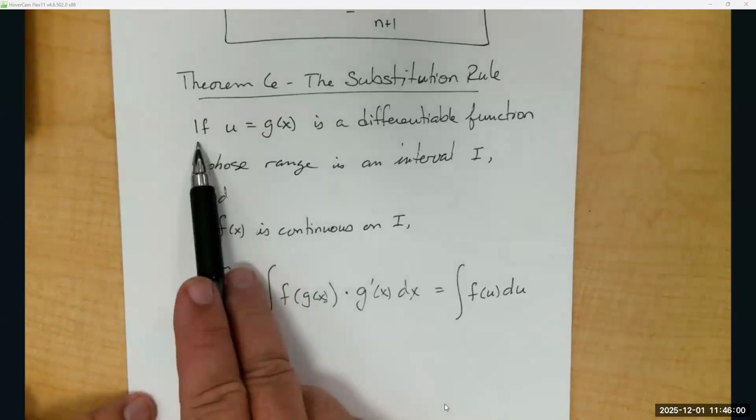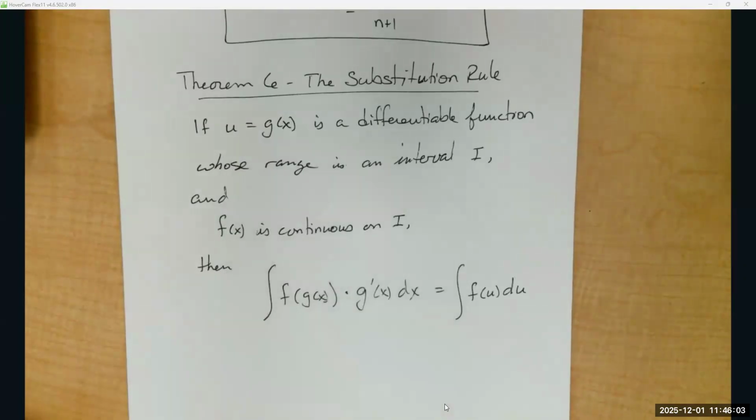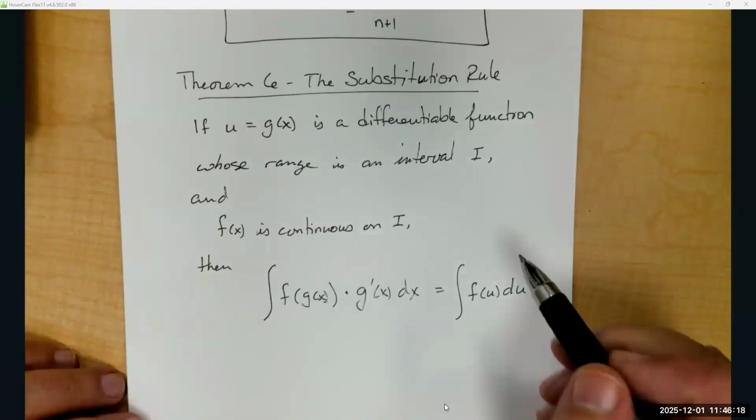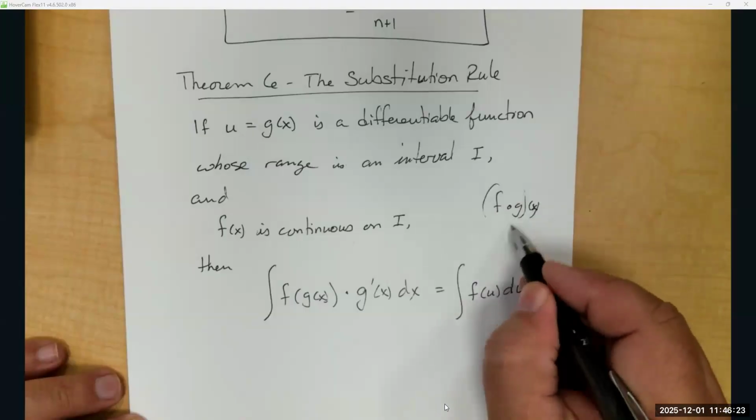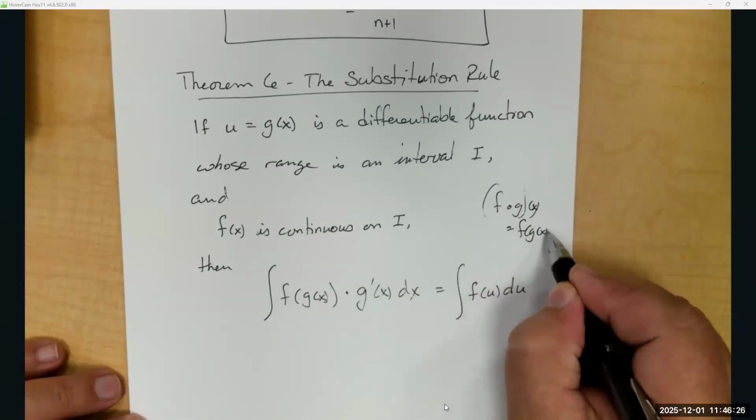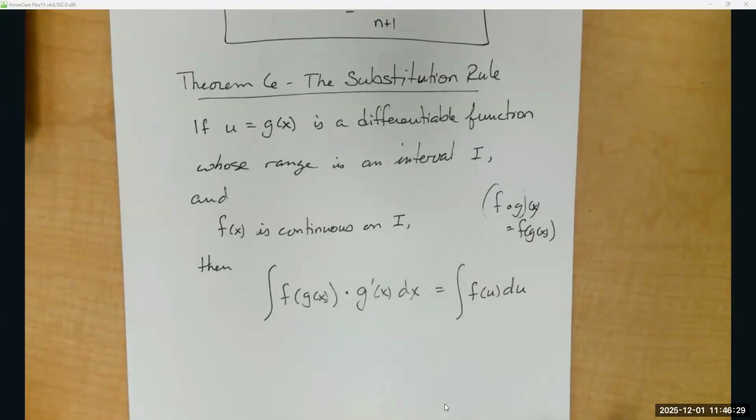Remember, it says if u equals g of x and g of x is differentiable, which means we take a derivative of it. Why did I take a derivative of it? Because what does the chain rule tell us? The chain rule epitomizes the composite function property. Remember what a composite function was? A function within a function. Whenever you have a function within a function, you have to use the chain rule: take the derivative of the outside function times the derivative of the inside function.